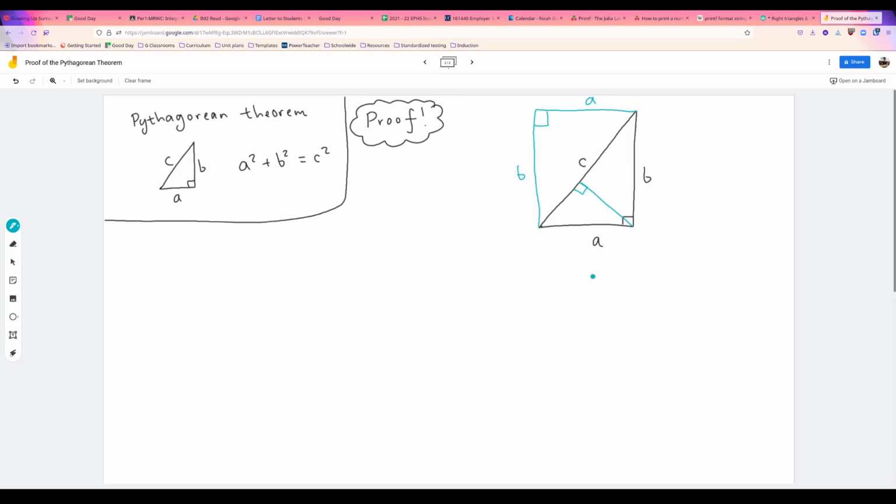Now, the original right triangle has some angles. And because this angle here is a 90-degree angle, by the triangle sum theorem, these two angles have to add up to 90 degrees. So that means they're complementary. The angle down here is complementary to the angle up here. They add up to 90 degrees. What does that mean for us? That means that this angle up here has to also be the complement of this angle over here, which is equal to this.